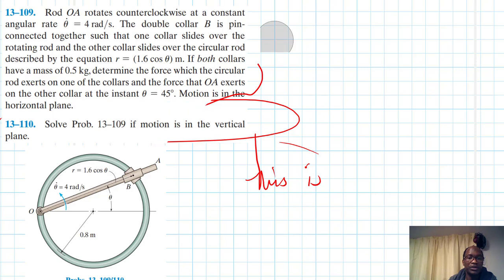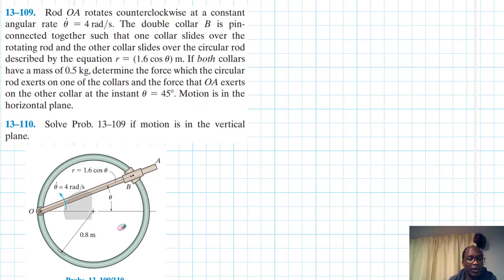The difference in the two is that in the first one, the motion was in the horizontal plane, plan view, while in the second one, the motion is in the vertical plane. This is where they were to be pointed downwards. So let's check what we found in the first case.